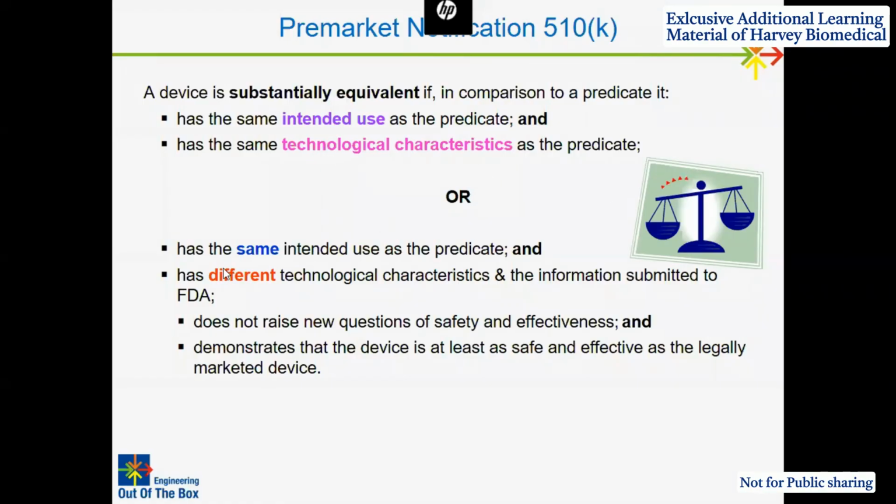should be the same, and the same intended use predicate has a different technological characteristic. The information is submitted to FDA. If there is a different technology, even though we have to go ahead, we have to prove our safety and effectiveness, that there is no impact.